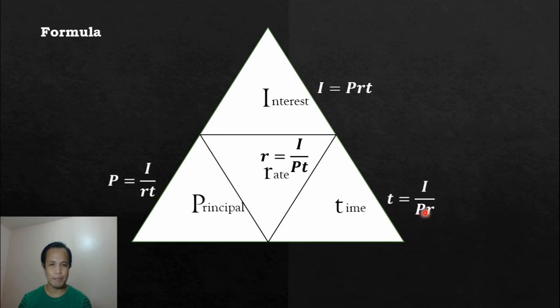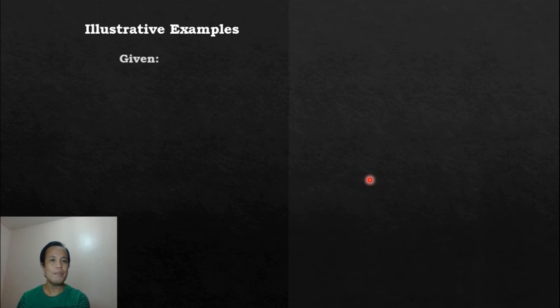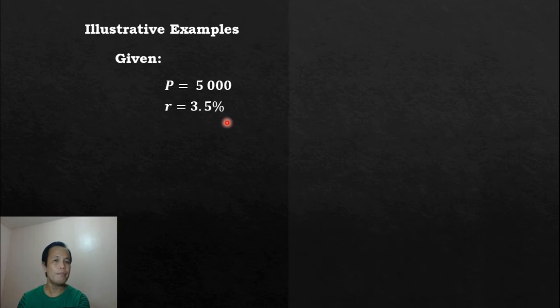For example, we are given principal is equal to 5,000, the rate is equal to 3.5%. By the way, the rate is in percentage form, but we need to change this to decimal when we substitute it to the formula. So 3.5% in decimal is 0.035. Suppose our time is 3 years, and of course we need to solve for interest.